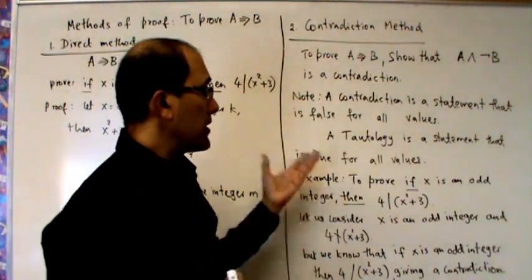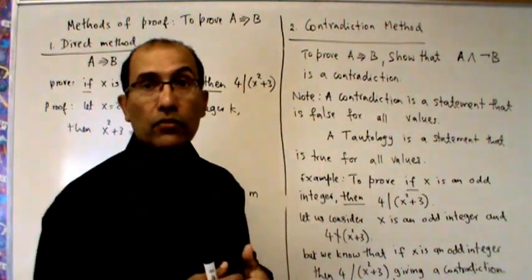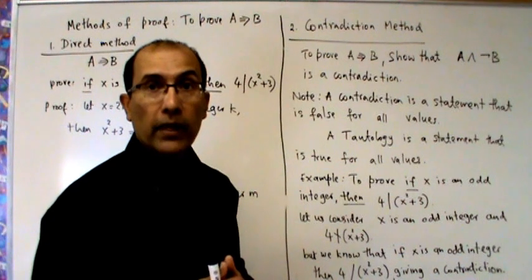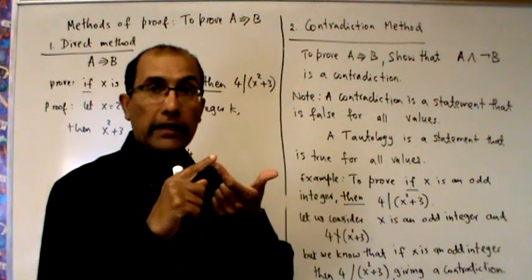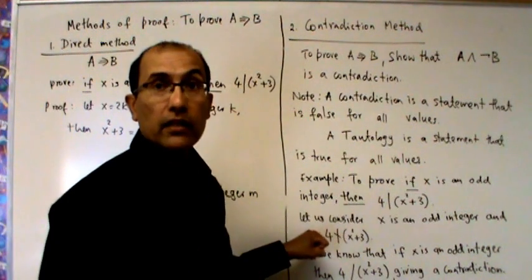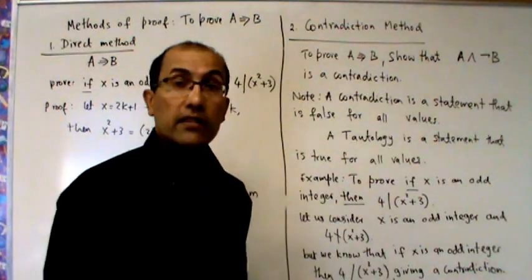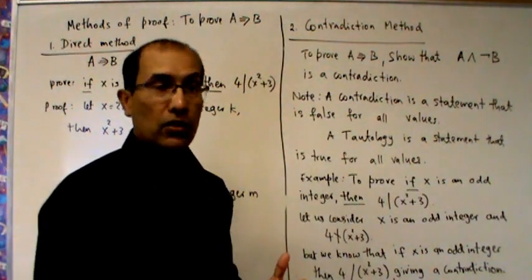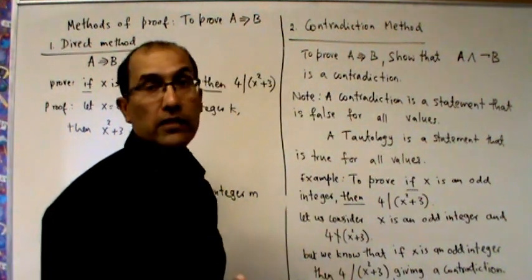Anyway, suppose I look at the same example that we looked at earlier and try to use the contradiction method to prove it. So I'm going to prove that if x is an odd integer, then 4 divides x square plus 3. So to use the contradiction method, I'm going to look at the statement A and not B. So I'm going to consider x is an odd integer and 4 doesn't divide x square plus 3. But from our earlier analysis we know that if x is an odd integer, then definitely 4 divides x square plus 3. So that leads to a contradiction, because we are saying 4 doesn't divide x square plus 3, but we know that 4 divides x square plus 3.